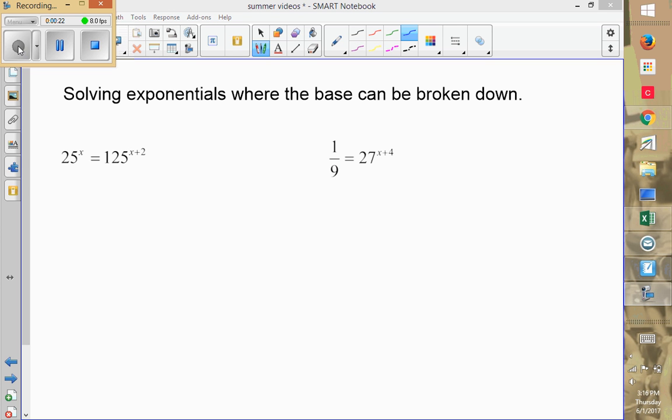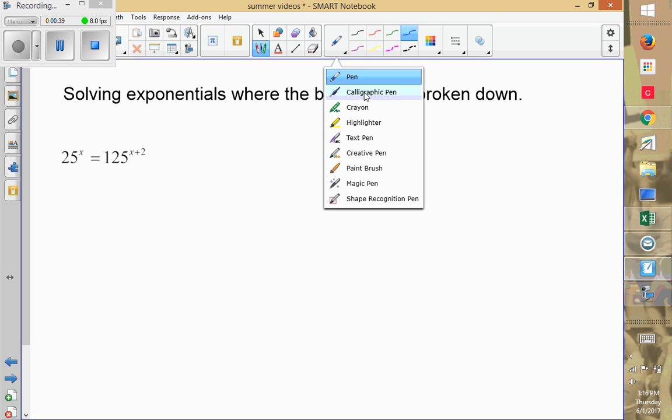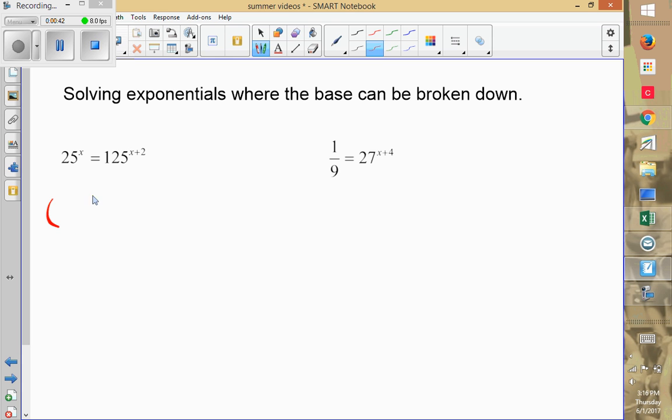So if you take a look at this first example, 25 to the x equals 125 to the x plus 2. 25 and 125 are both numbers that can be broken down into a smaller base. By that I mean we're still going to have the same skeleton of a problem where I have something to the x and something to the x plus 2. And what I'm trying to do is rewrite 25 in a smaller way. We're just rewriting it. We're not changing the value. It's still going to be equal to 25.